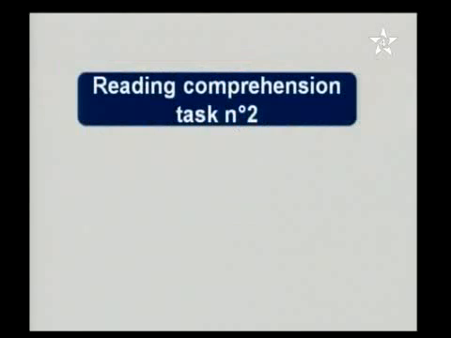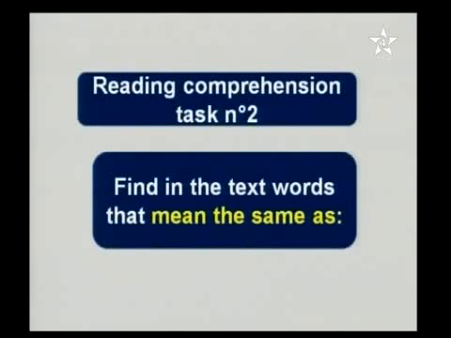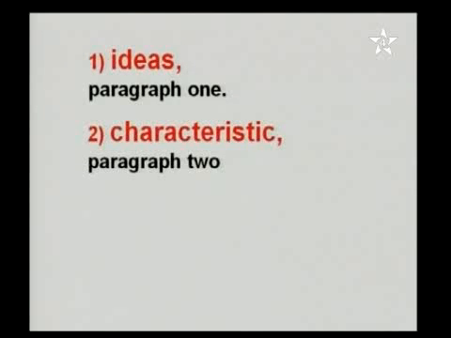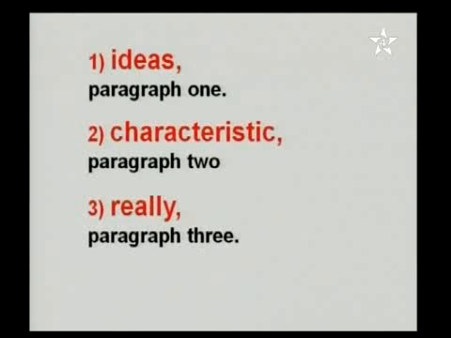Now, we come to the second reading comprehension task. A task means an exercise. We're going to look at the text again, and your task is to find in the text words that mean the same as. That is to say, we're going to hunt out the words in the text which mean the same as. First, in paragraph 1, ideas, plural. And number 2, characteristic. It's in paragraph 2. Really, it's in paragraph 3. So ideas, paragraph 1. Characteristic, paragraph 2. Really, paragraph 3.